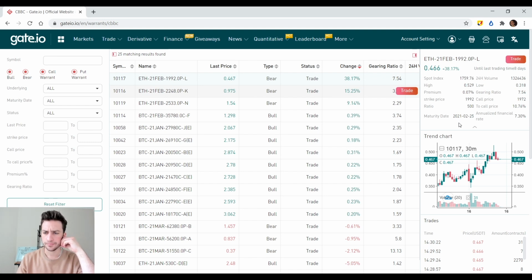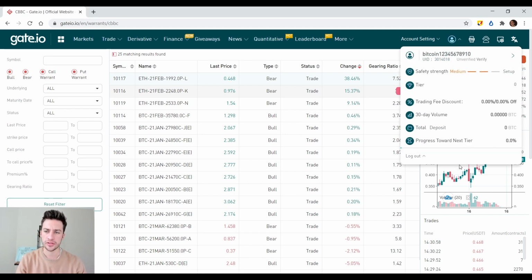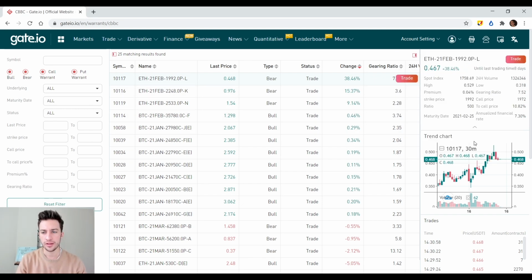This is really weird. Why does it say Ethereum 21st of February, but the maturity date, the settlement date, is 2/25? That makes no sense at all. Is that a typo, or is there another part of the contract I'm not understanding? Because they shouldn't be making a mistake like that. I mean, sorry, Gate.io, but come on.